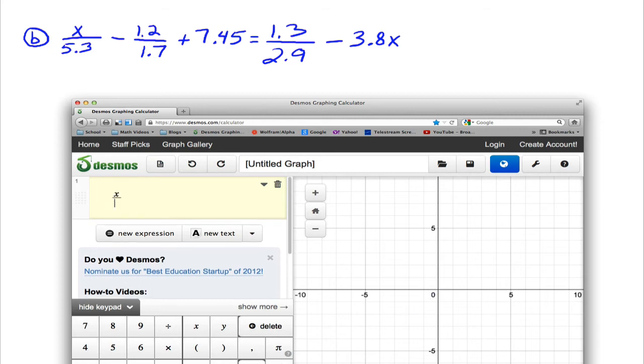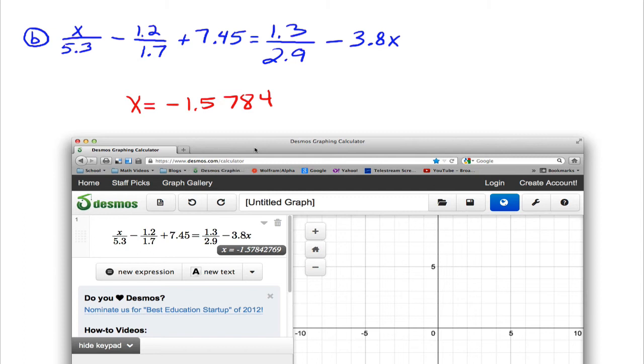So x divided by 5.3, make sure you come out of the denominator, and then minus 1.2 divided by 1.7, again come out of the denominator, plus 7.45 equals 1.3 divided by 2.9 minus 3.8 times x, and you get the answer negative 1.5784.